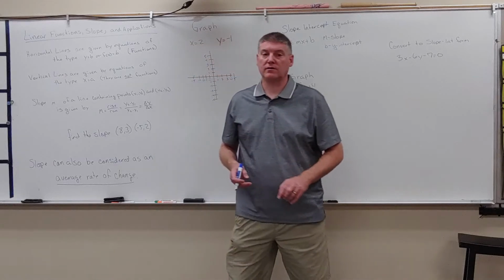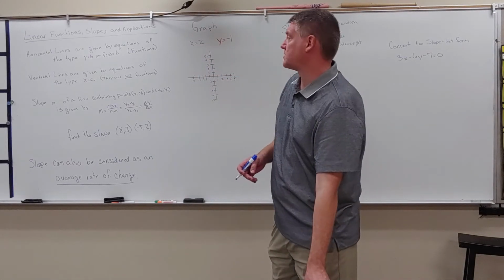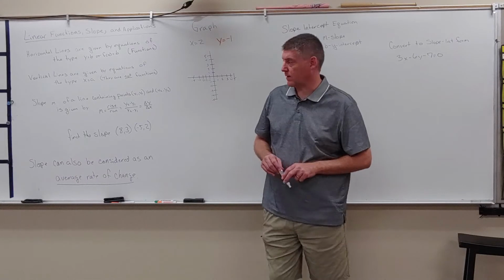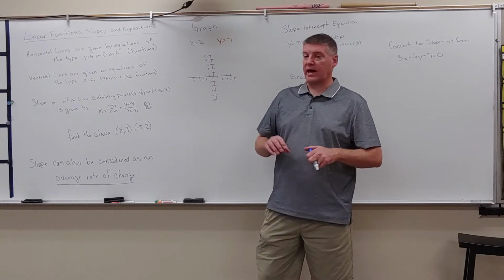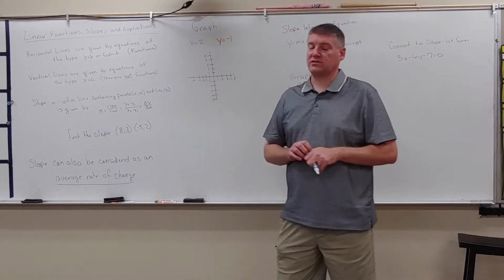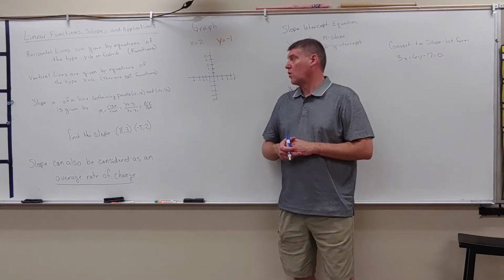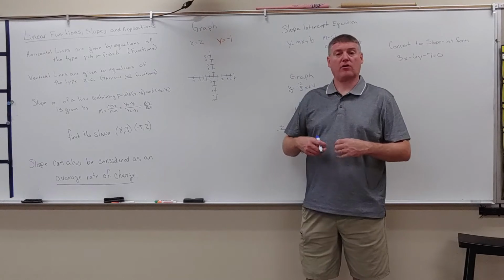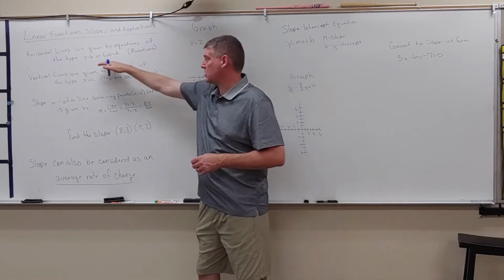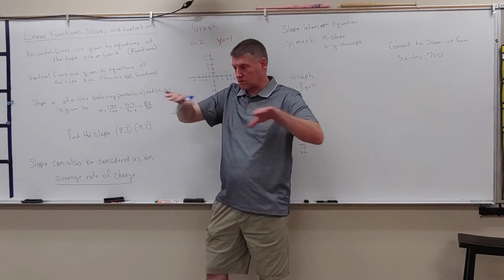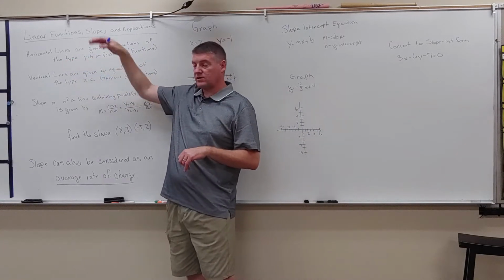All right, we're going to talk about linear equations, slopes, and applications. The first thing is we're going to talk about horizontal lines. Horizontal lines are given by equations of the type y equals b or f of x equals b. They're called constants. These are functions. So these are going to be horizontal, right? Horizontal. The vertical line test, we'll go through them once.